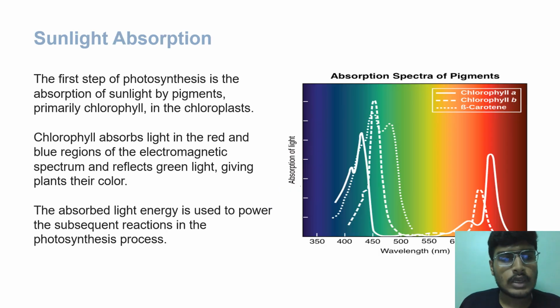And the next point is sunlight absorption. The first step of photosynthesis is the absorption of sunlight by pigments, primarily chlorophyll in the chloroplasts. Chlorophyll absorbs light in the red and blue region of the electromagnetic spectrum and reflects green light, giving plants their color. The absorbed light energy is used to power the subsequent reactions in the photosynthesis process.